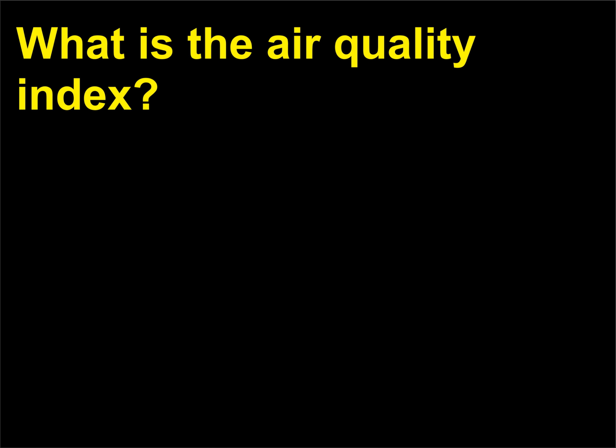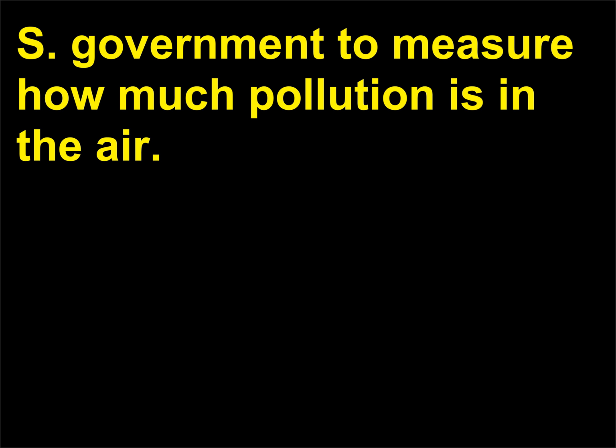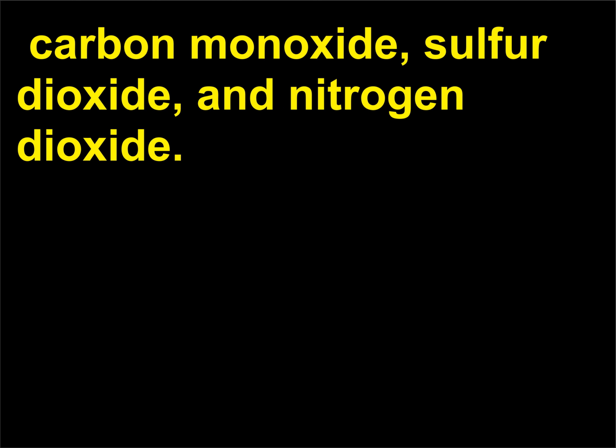What is the air quality index? Mathematics plays an important part in the air quality index, AQI, a scale developed by the U.S. government to measure how much pollution is in the air. The AQI measures 5 specific pollutants: ozone, particulate matter, carbon monoxide, sulfur dioxide, and nitrogen dioxide.